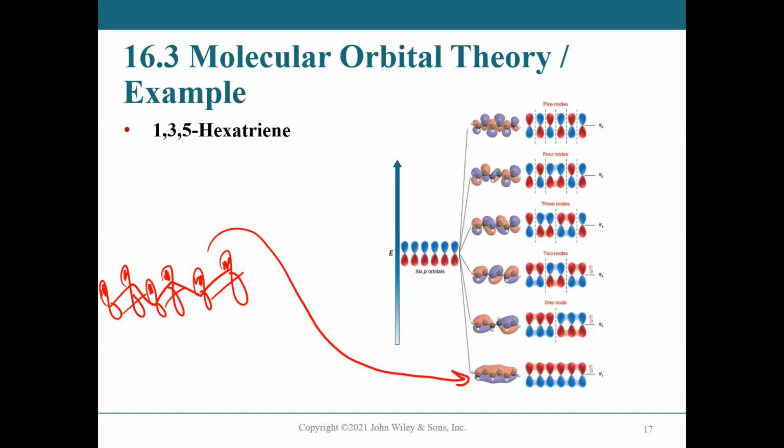Then the least stable one would be 5 nodes, right? If you have 5 nodes, that means we have no bonding character whatsoever here. At least with 4 nodes, these middle ones are bonding with each other.